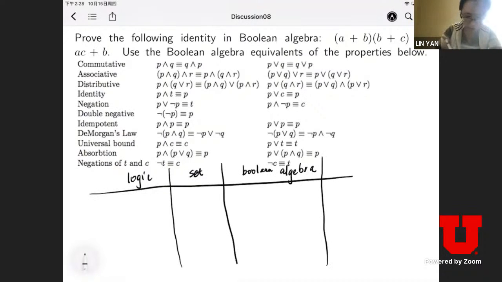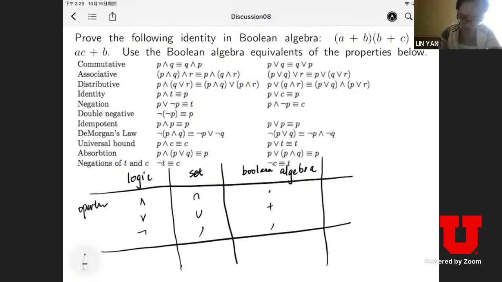All of them have three operators. For logic, we have and, or, and not. For sets, it is intersection, union, and complement. For Boolean algebra, it is and, or, and not. We still have two special cases. For logic, we have contradiction and tautology. For sets, it is the empty set and the universal set. For Boolean algebra, it is 0 and 1.